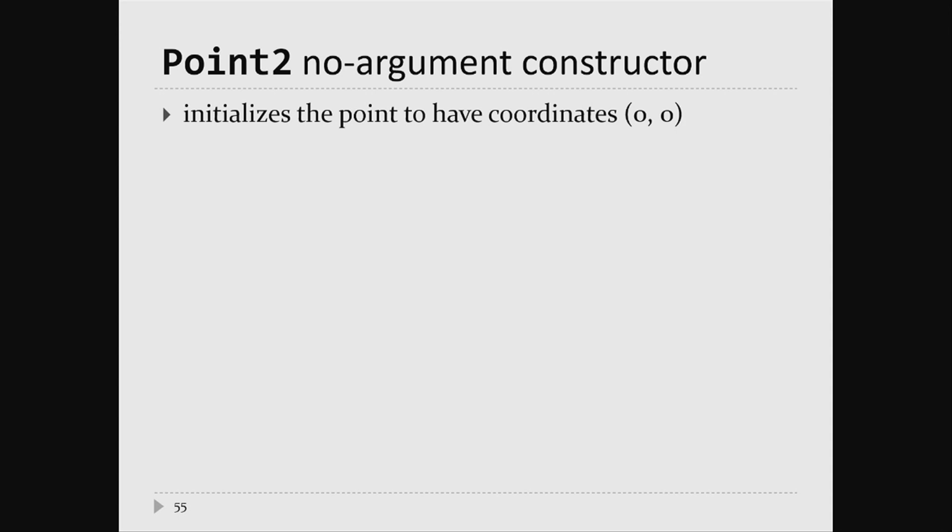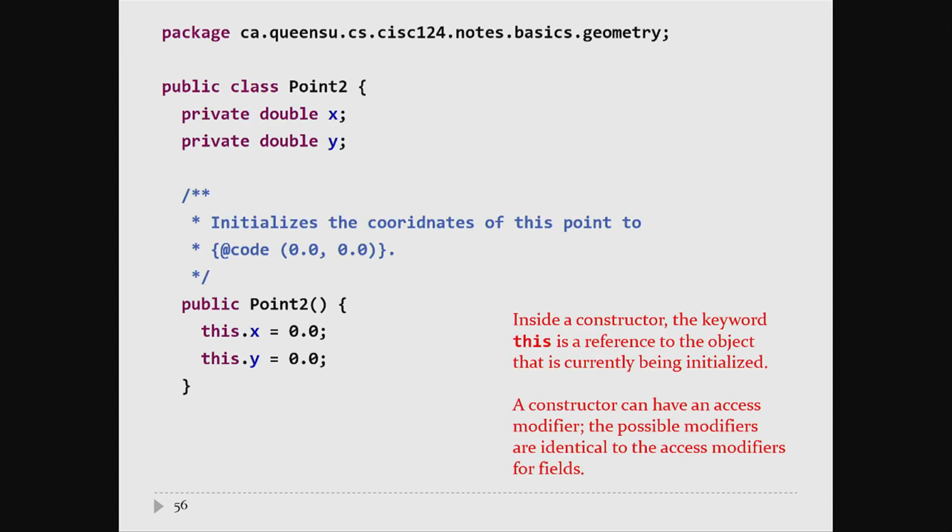Okay, so for our Point2 no argument constructor, we want to set the coordinates of the point to 0 and 0. Now we know that the compiler generated one will do this for us, but I'm going to put it in anyway to show you how to implement a constructor. So what does a constructor look like?